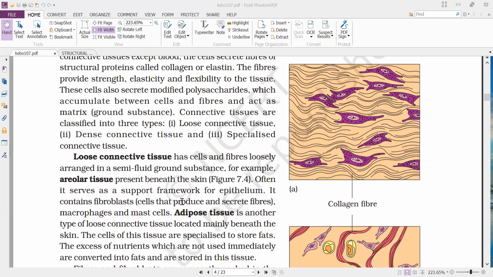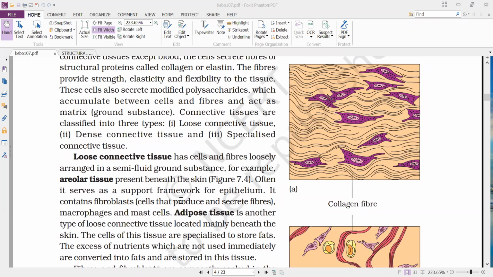It contains fibroblast cells that produce and secrete fibers. Along with the fibroblasts, we'll find macrophages and mast cells, which are responsible for inflammation. For example, whenever an ant bites, we'll find reddening and swelling in that region. That is called inflammation.